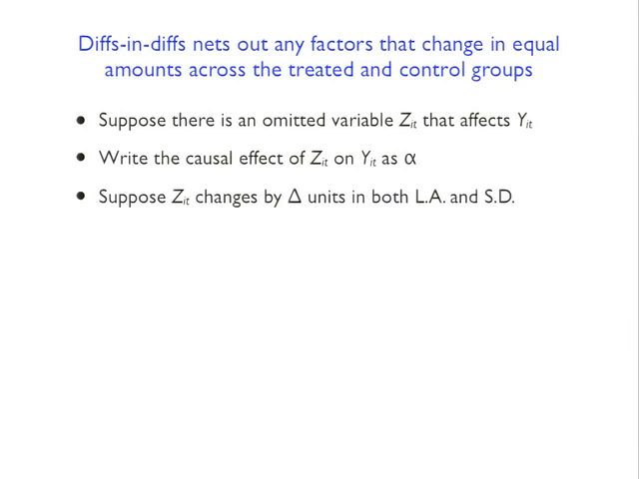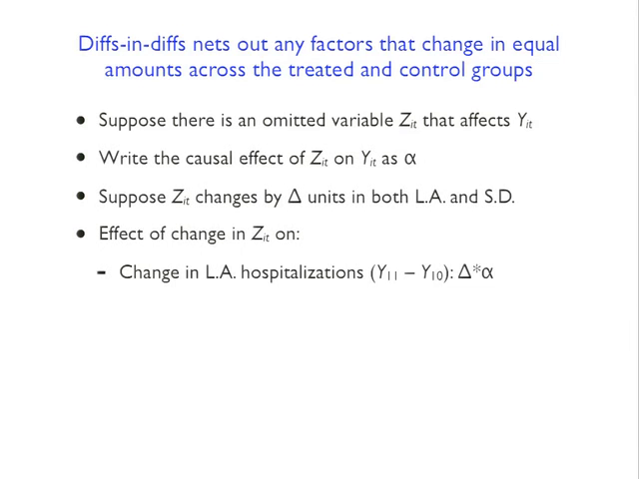So the effect of the change in Z_it on the change in Los Angeles hospitalizations is going to be equal to delta times alpha. Because what you have here is the change in Los Angeles hospitalizations. To the degree that temperature is changing by delta units, and changing temperature by 1 unit affects hospitalizations by alpha, then the product of those two things is going to give you how much of the change in hospitalizations is due to this change in temperature. And so ideally what you'd like to do is net out that effect of the change in temperature from your observed change in Los Angeles hospitalizations. But if you don't have data on temperature, then of course you can't do that.